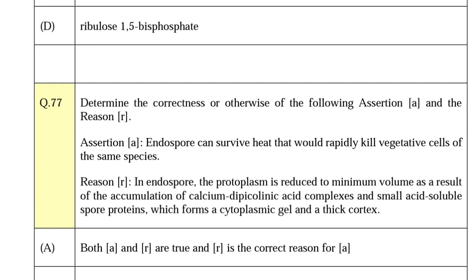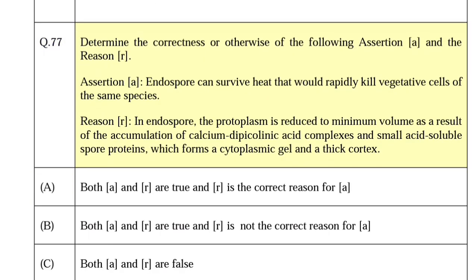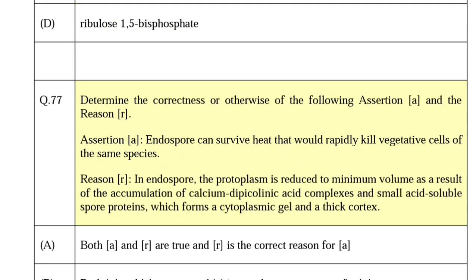Q.77. Determine the correctness or otherwise of the following assertion A and the reason R. Assertion A: Endospore can survive heat that would rapidly kill vegetative cells of the same species.